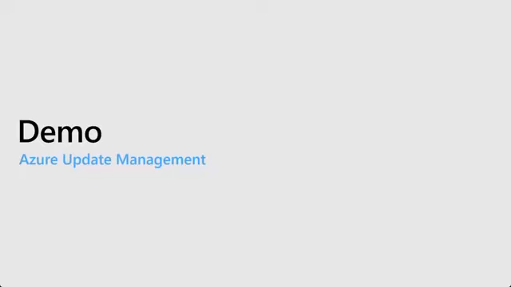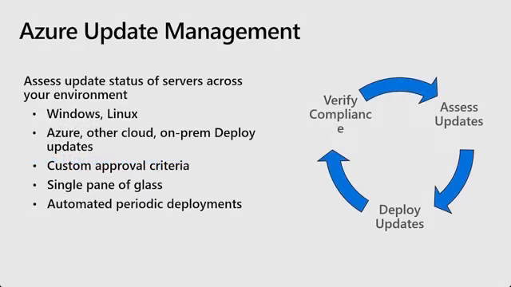So this was the update management demo. Update management, as mentioned, does a couple of different things. It goes out, it basically assesses your systems. You can then deploy updates to it. It verifies the compliance of these systems and again assesses this, and you can again deploy updates to it. It works with Windows Server and Linux VMs. It can run in Azure, other cloud providers, or on premises.